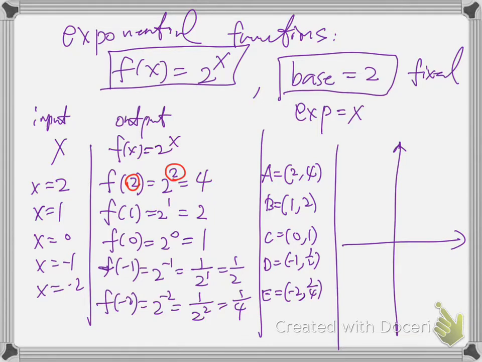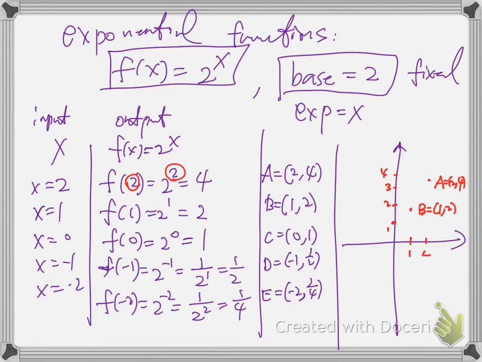So 2, 4. Here is 1, 2, and go up to 4, so it's somewhere here. This is my A, 2, 4. My B is 1, 2. So when the input is 1, the output is 2. And then 0, 1. Here is 1, 2, 3, and 4.